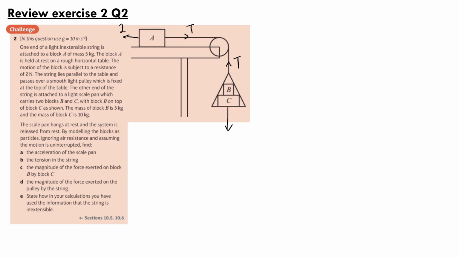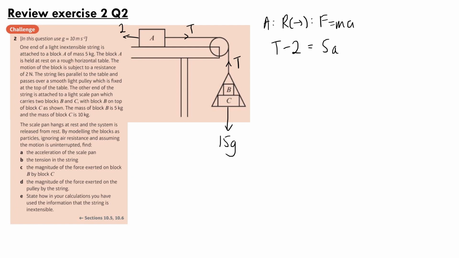We're told that the scale pan is light, and the masses of B and C are 5 and 10 kilograms. So the total mass of the scale pan is 15 kilograms, so its weight will be 15g acting downwards. As usual, we're looking to use F equals ma on the particle A and also on the scale pan. Looking at A first, resolving to the right using F equals ma, we have that T minus 2 is equal to the mass of A, so that is 5 kilograms, times the acceleration.